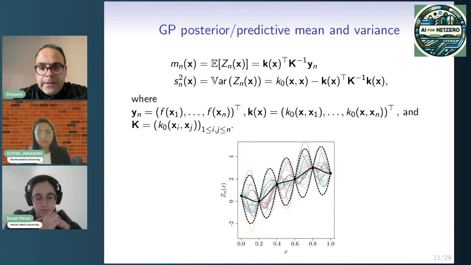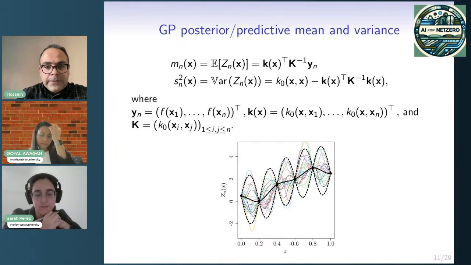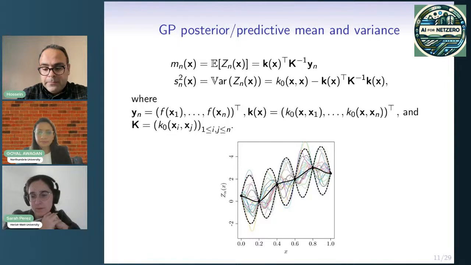Yn is the objective function values or the model output at n locations. This boldface k is a vector that contains the covariances between z at x and all the n observations, and this bold K is the covariance matrix between the Gaussian process values at the n observations. This is the prediction and the associated uncertainty provided by a Gaussian process.